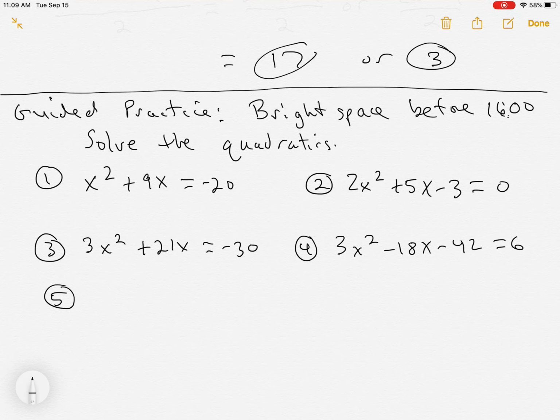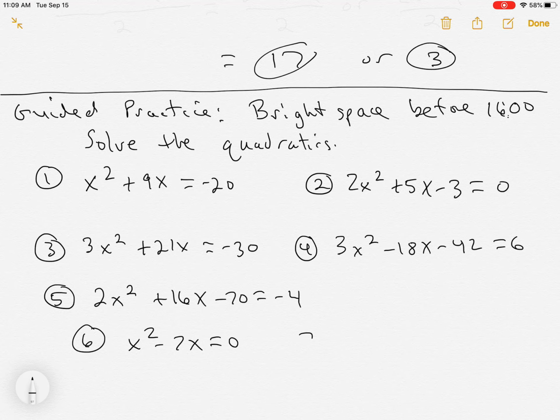5, 2x squared plus 16x minus 70 equals minus 4. And 6, 7x squared minus 7x equals 0. And 7, x squared minus 2x equals 9.